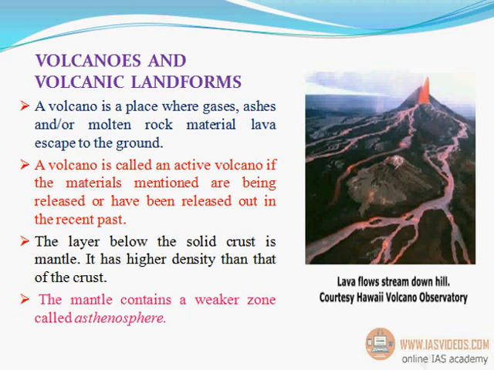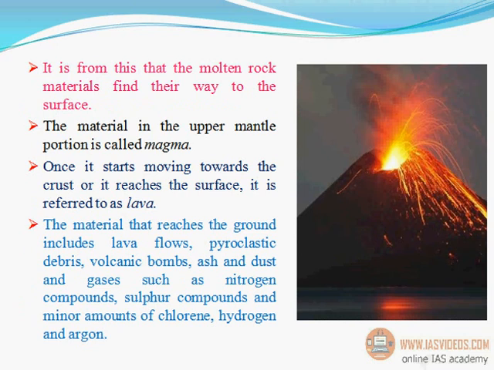The layer below the solid crust is the mantle. It has higher density than that of the crust. The mantle contains a weaker zone called the asthenosphere. It is from this that the molten rock materials find their way to the surface.